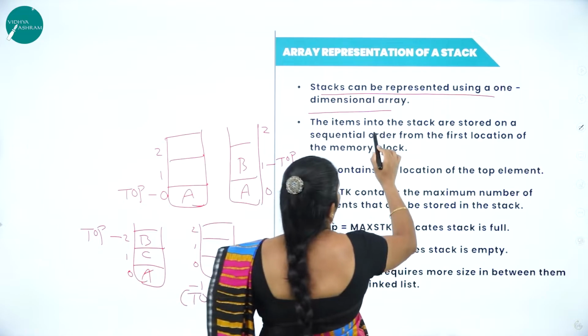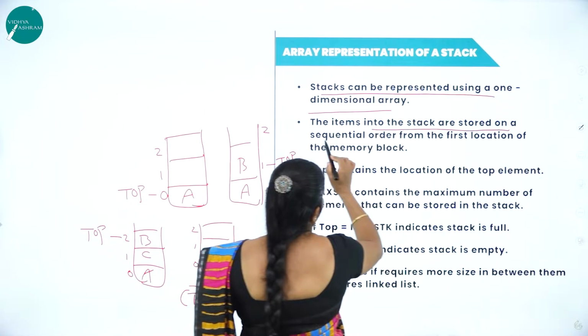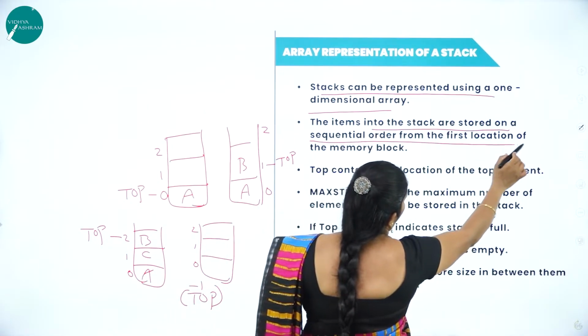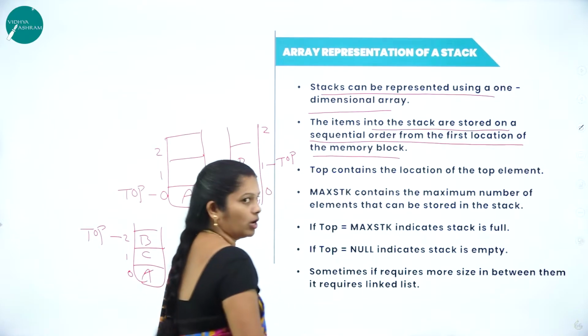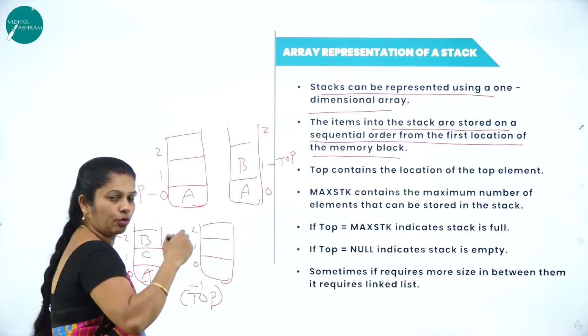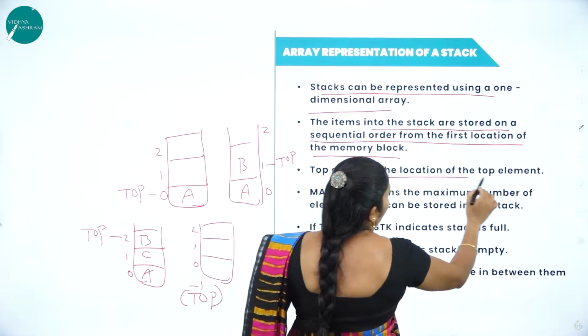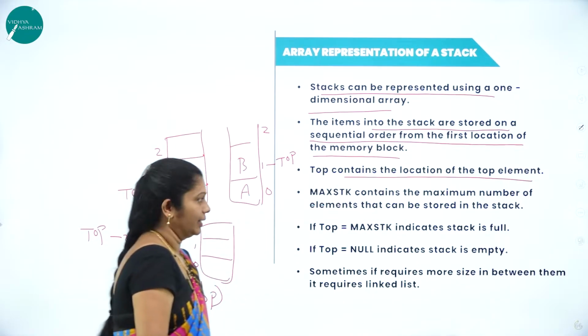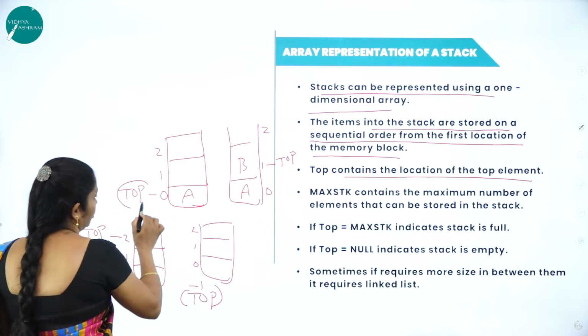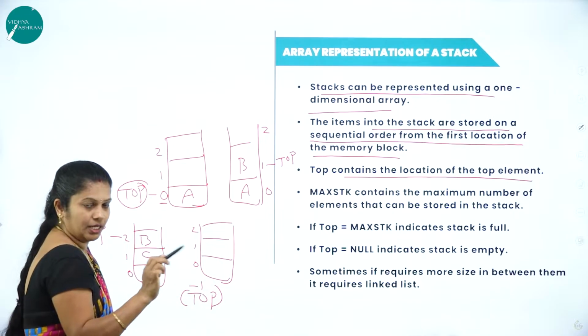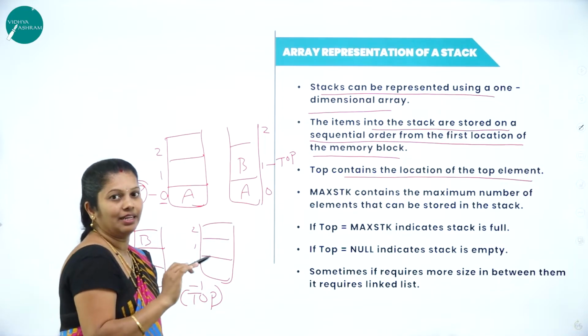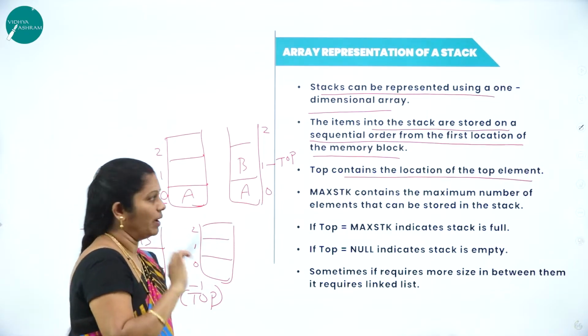The items in the stack are stored in sequential order from the first location of the memory block. Usually all the elements are stored starting from the first memory block. Top contains the location of the top element. See, I already told you here: top contains the location where exactly the most recent element was inserted, the top element.